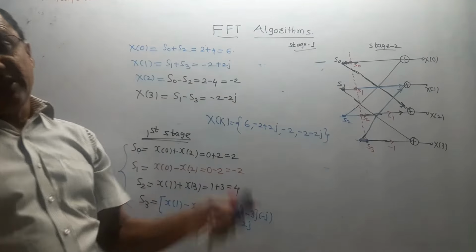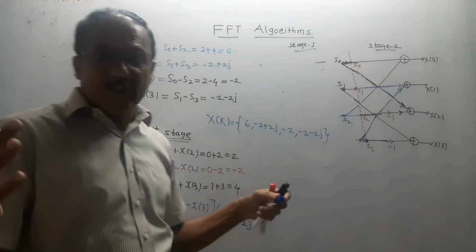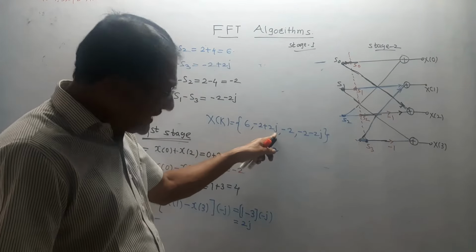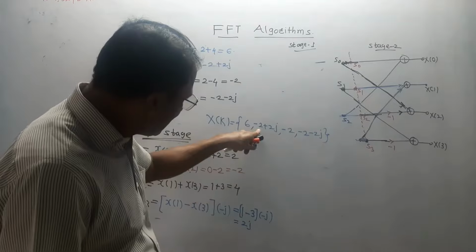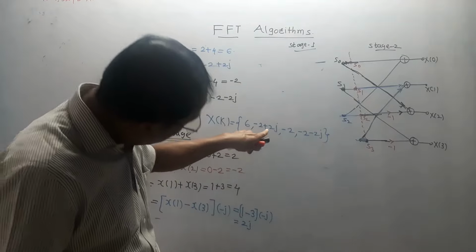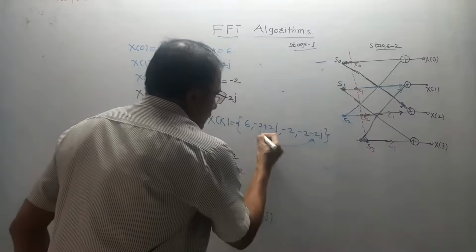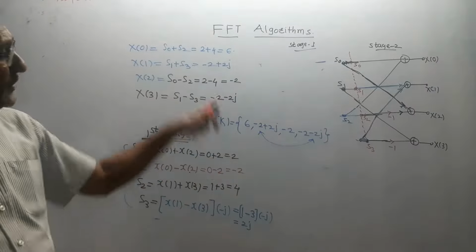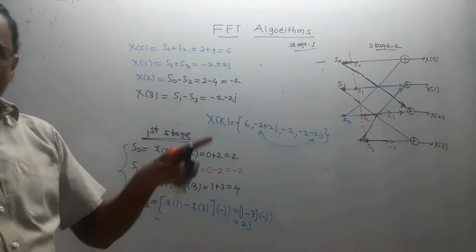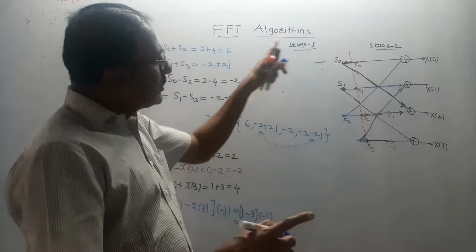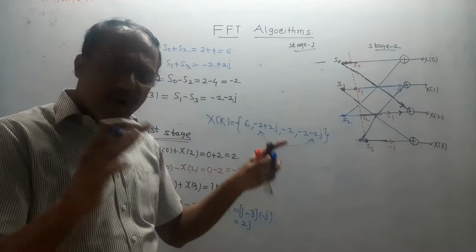And a simple trick: how can you check whether your calculations are correct or not? Whatever j term is there, the complex conjugate of this j term must be present in the answer. This is -2 plus 2j. So there must be one term containing minus 2j. This is the last term. So these calculations are correct. So this is the answer of the sequence X of n for n equal to 0, 1, 2, 3. We have obtained it using DIT FFT, that is the decimation in time algorithm.